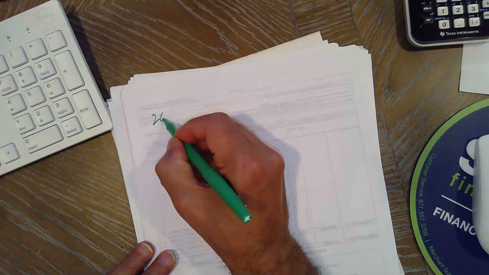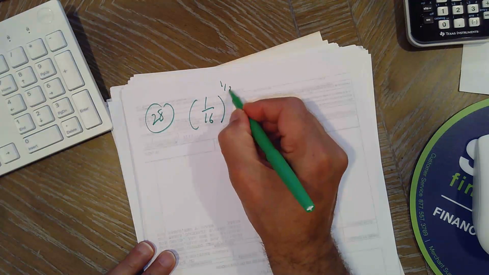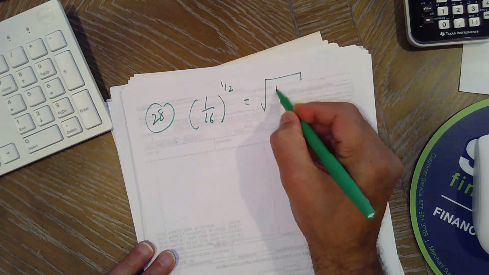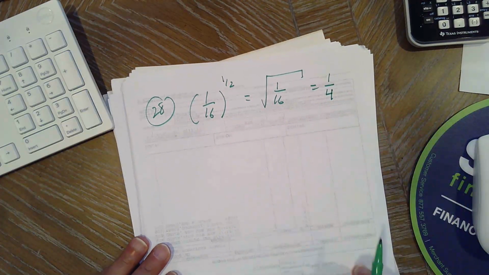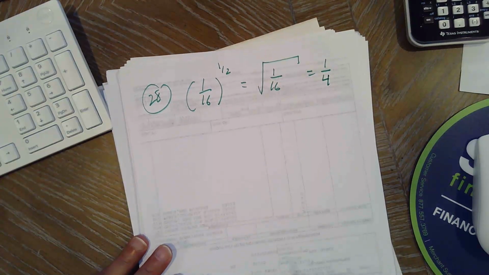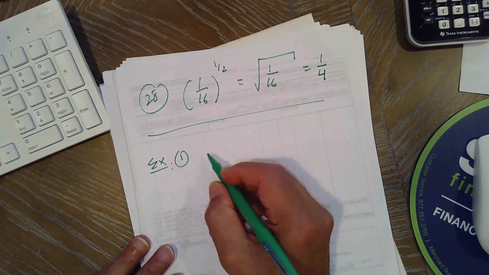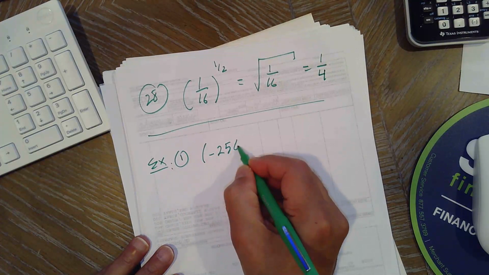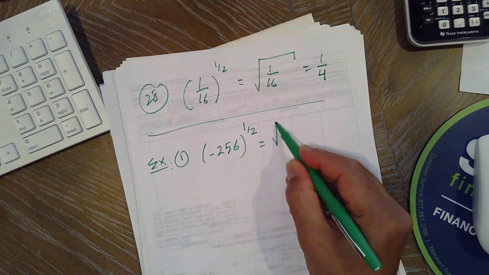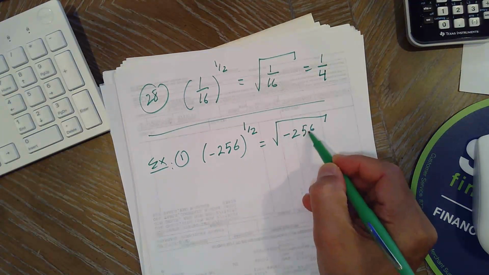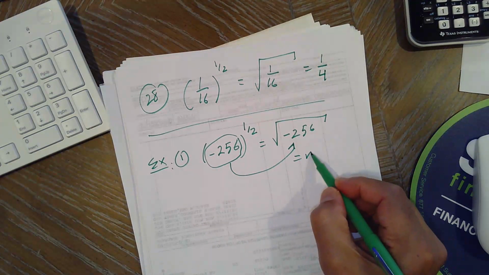If you look at 28, 1/16 to the power 1/2, that's like square root of 1/16, which is square root of 1 is 1, square root of 16 is 4. Alright, so we gotta be careful though, like I'm giving you real examples here. If you have negative 256 inside the parentheses to the 1/2, that's square root of negative 256. So everything inside the parentheses goes inside the radical and it's not real.